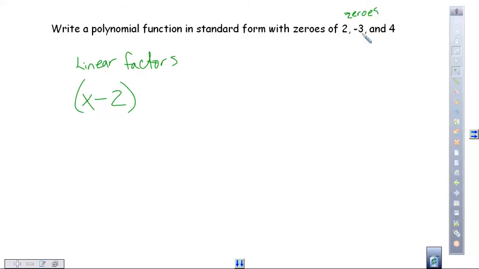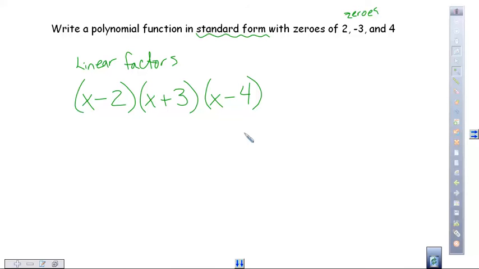If it was positive 2, that means the linear factor must have been x minus 2. If it was negative 3, the linear factor must have been x plus 3. And if it was positive 4, the linear factor must have been x minus 4. The thing is, this is linear factors, and it's written in factored form. They wanted us to write the polynomial in standard form, which does mean that we need to multiply these out.